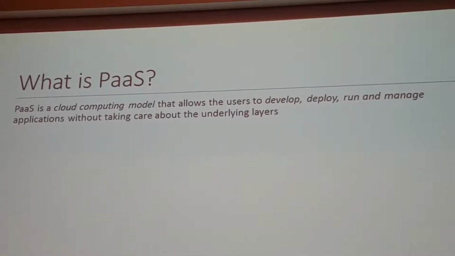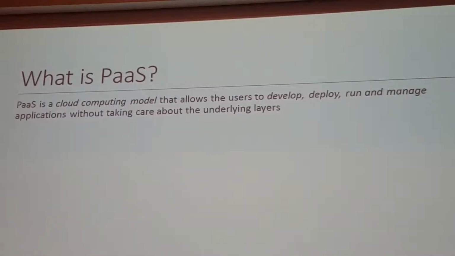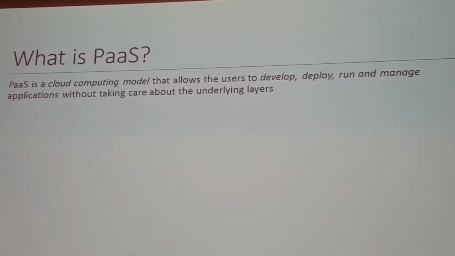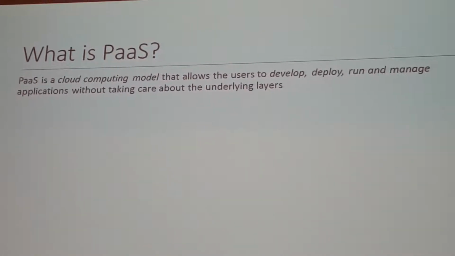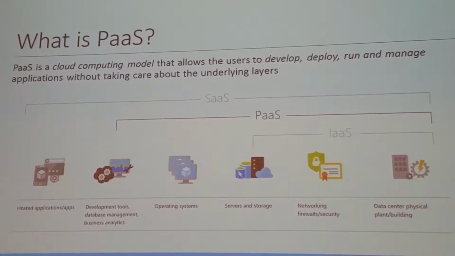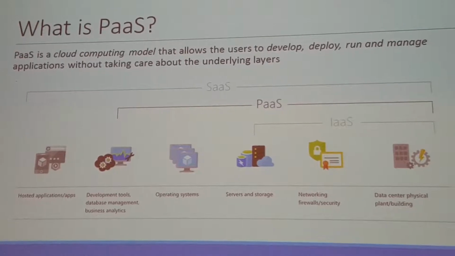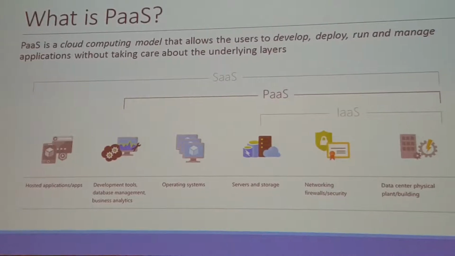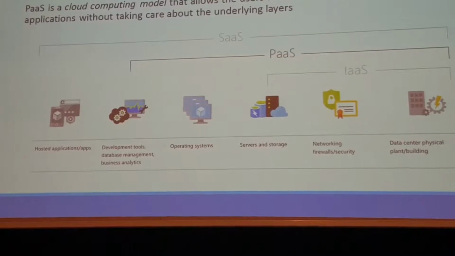So, Platform as a Service is a cloud computing model that makes it easier for users to develop their applications, deploy them out into the world, and run and manage their software without having to think about the underlying layers. Generally the underlying layers refers to the infrastructure, like data centers, servers, GPUs, or other computers, as well as any development tools that a user might want to use when developing their application.